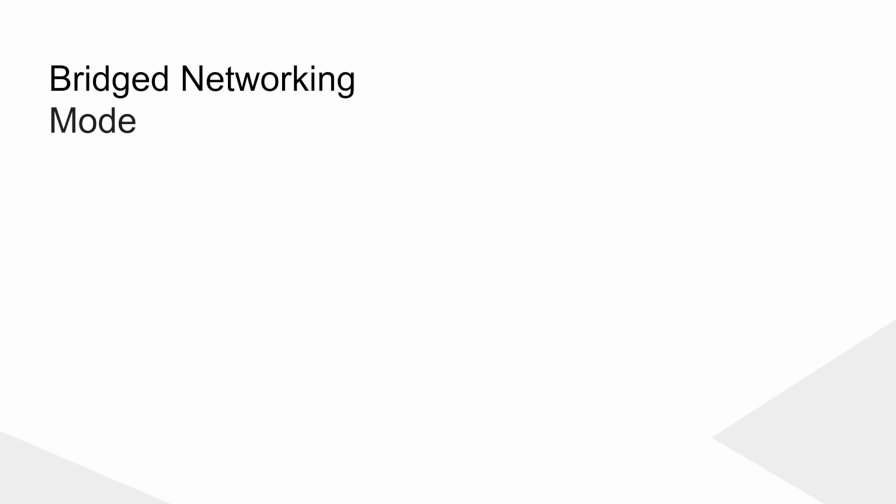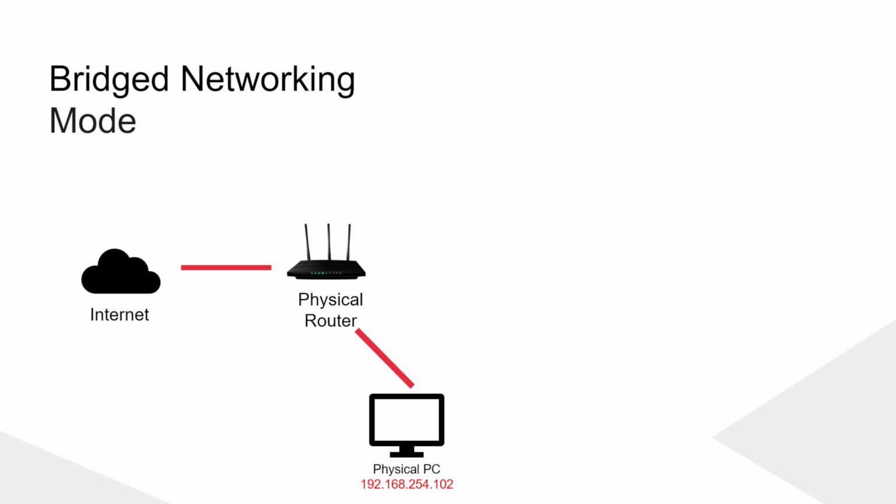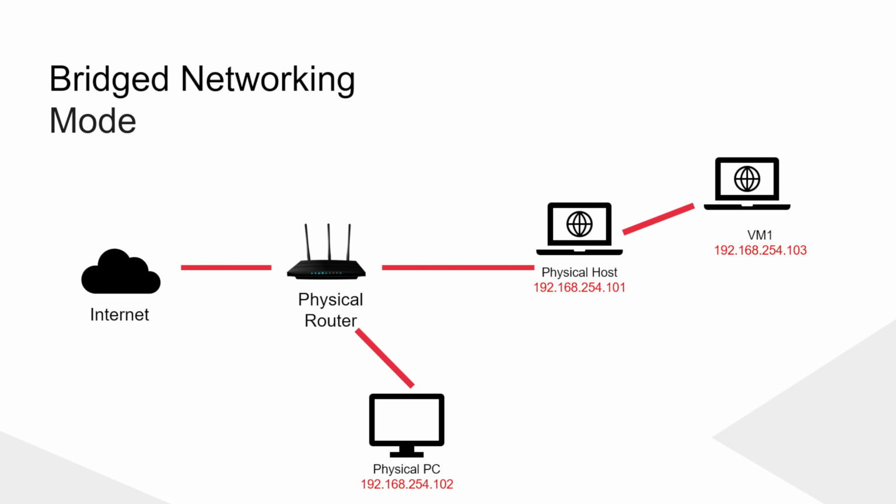Second comes the bridging network mode. Unlike NAT mode, which isolates the VM, bridge networking mode connects the VM directly to the physical network. This allows the VM to act like a normal device on the network, just like a physical computer. We can see this again by taking the example of this lab. Here, instead of using NAT mode, we have used bridge mode.